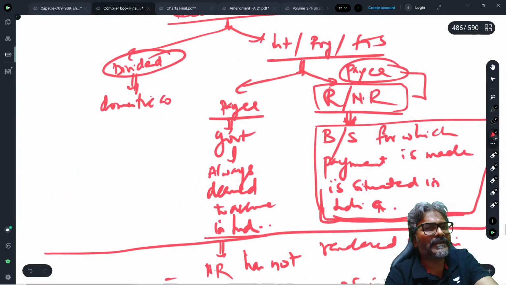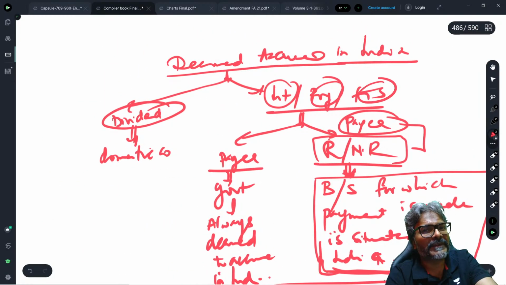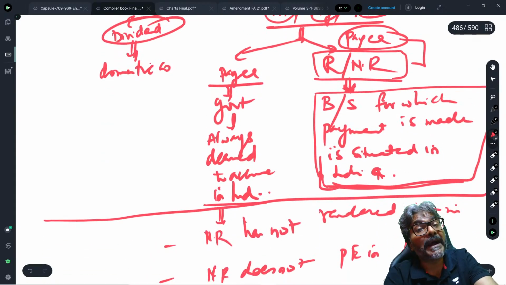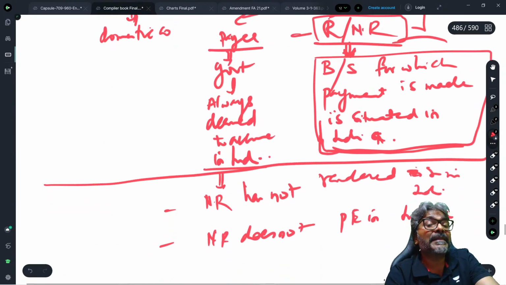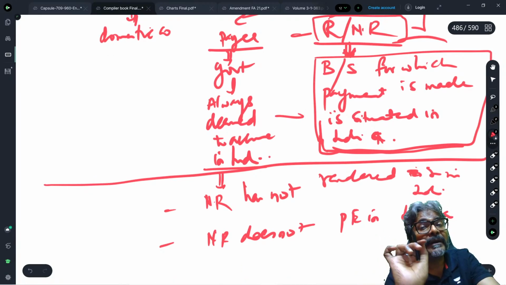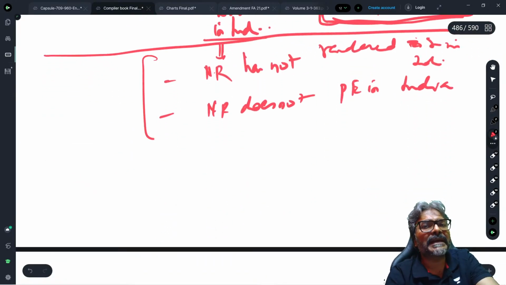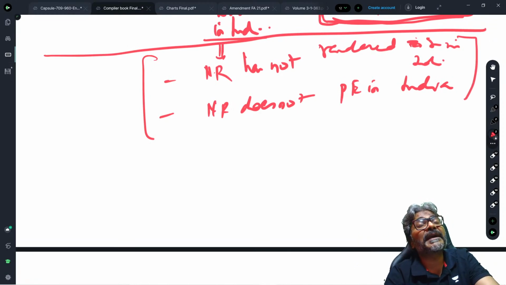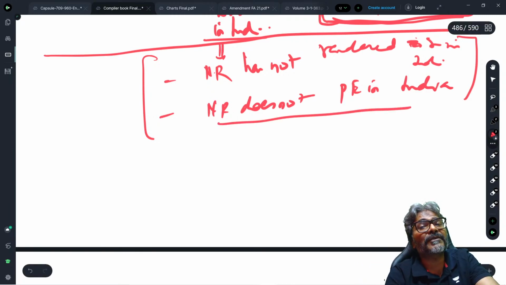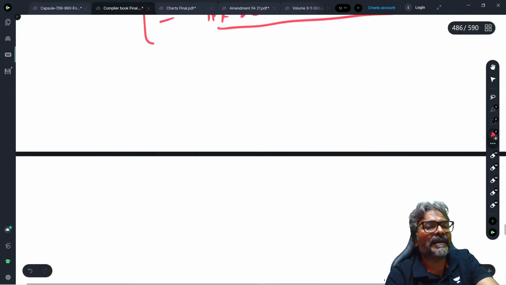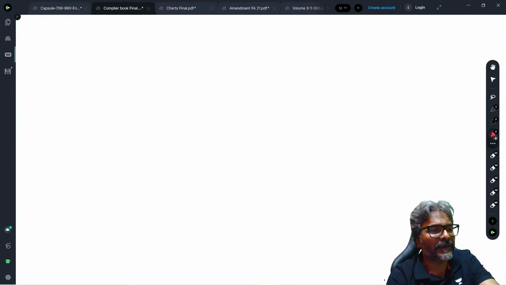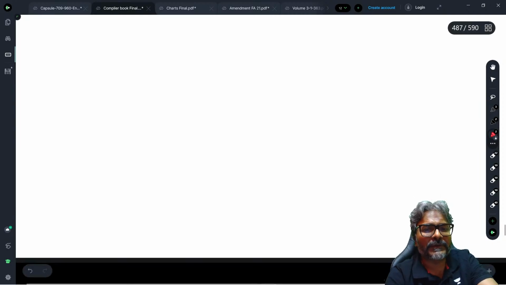Once the payment is made for interest, royalty and FTS, and the payment is made by a resident or non-resident, and the payment is made for the business or a source which is situated in India, then what is the conclusion? The conclusion is that it is irrelevant to further determine whether the non-resident has actually rendered the service in India. It is also irrelevant to determine whether the non-resident has a PE in India. So these are the irrelevant criteria. I hope that all of you are clear with this one now. If that be the case, students, let's proceed further.